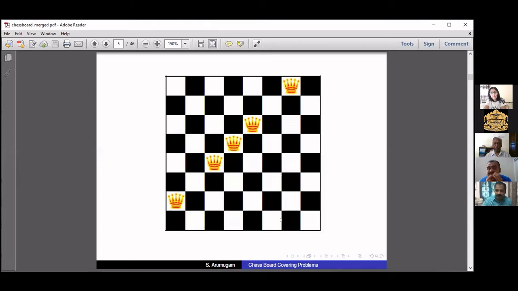Less than five is not possible. It has been proved. For the standard 8x8 chessboard, five queens are the minimum number of queens needed to cover all the cells of the chessboard. Okay. So here you see, every vertex which is not occupied by a queen is adjacent to a queen. Adjacent means it can move, it has an edge.